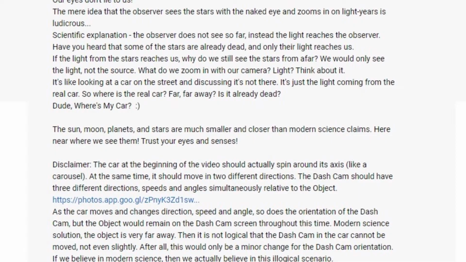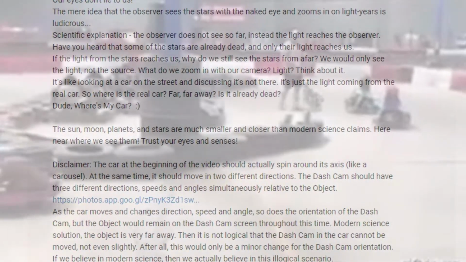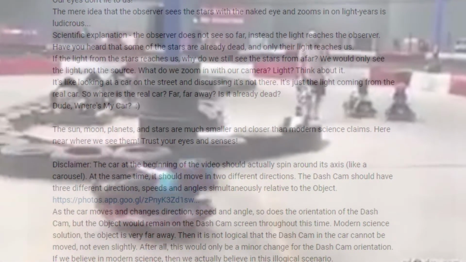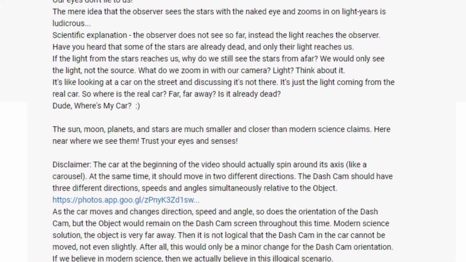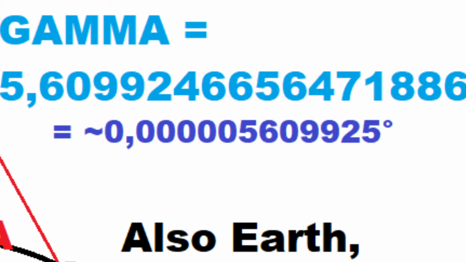Trust your horizon sensors. Disclaimer: the car at the beginning of the video should actually spin around its axis, like a carousel. At the same time, it should move in 2 different directions. The dash cam should have 3 different directions, speeds, and angles simultaneously relative to the object. Again, this is the kind of magnitude we are working with here.